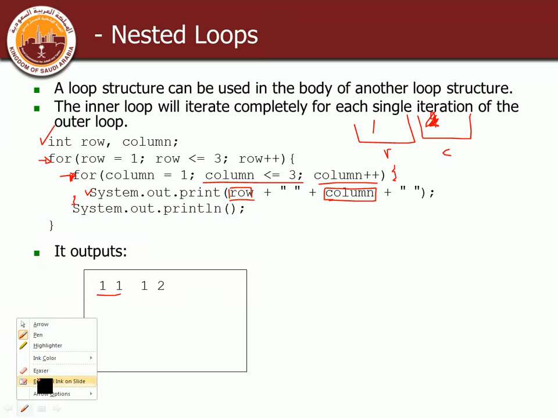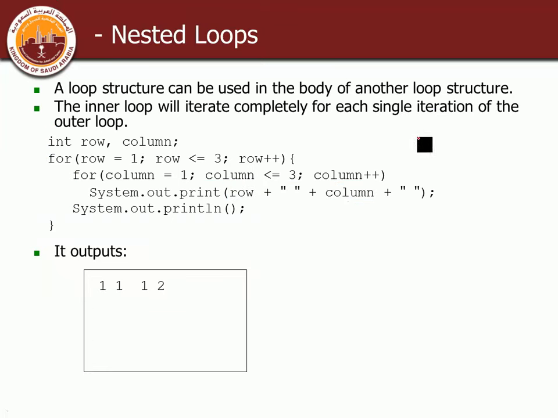So let me erase some of the things. Oops! Oh, we erased everything. So anyway, column is 2 and row is 1. So we displayed this. This is what we ended up with. Now we're going to increment. Column becomes 3, and then we ask the question: is 3 less or equal to 3? Yes. I'm going to go inside, display 1 space 3, and then this is becoming interesting.